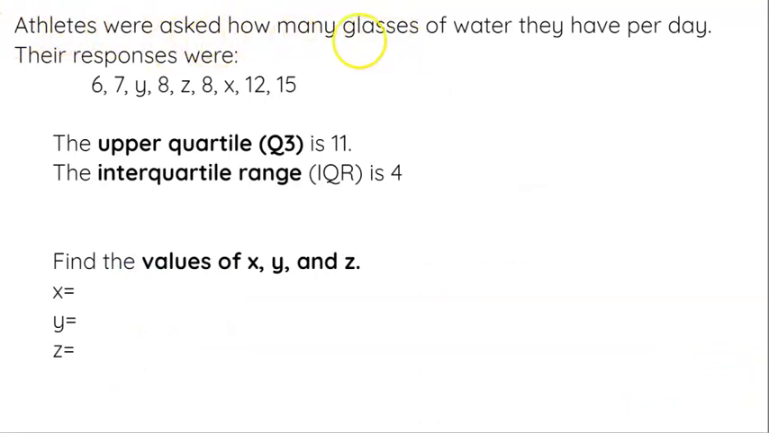Athletes were asked how many glasses of water they have per day. Their responses were 6, 7, Y, 8, Z, 8, X, 12, and 15. So these variables are going to be filled in by numbers, but right now we don't know what those variables are. What we do know, however, is our upper quartile, Q3, is 11, and our interquartile range is 4.